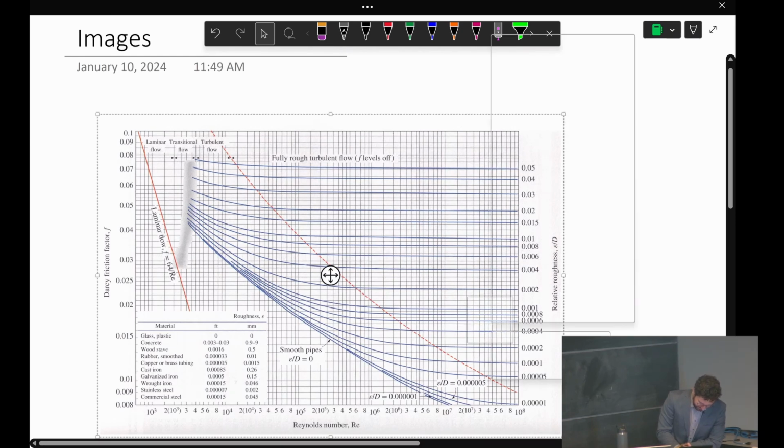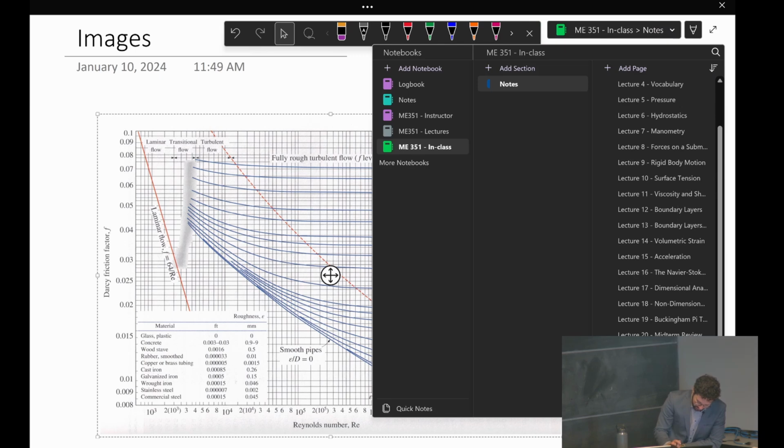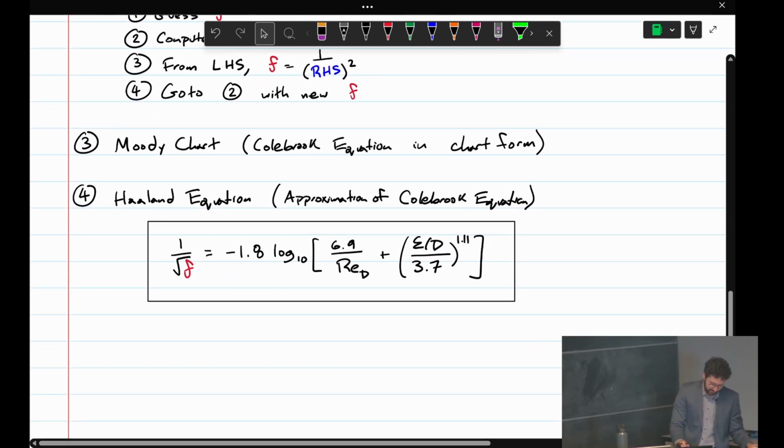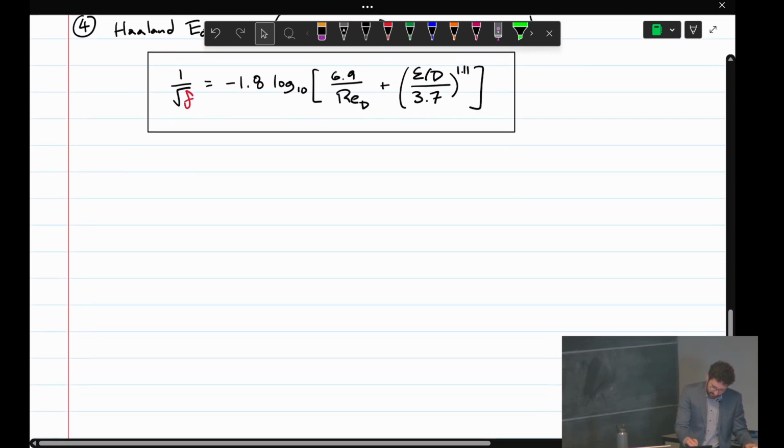Okay, I'm going to copy this just because I need it. That chart is also posted on Learn. It's a scan from one of the course textbooks.